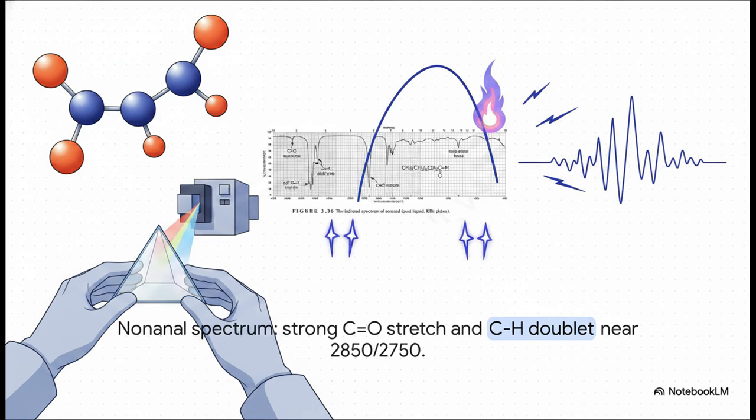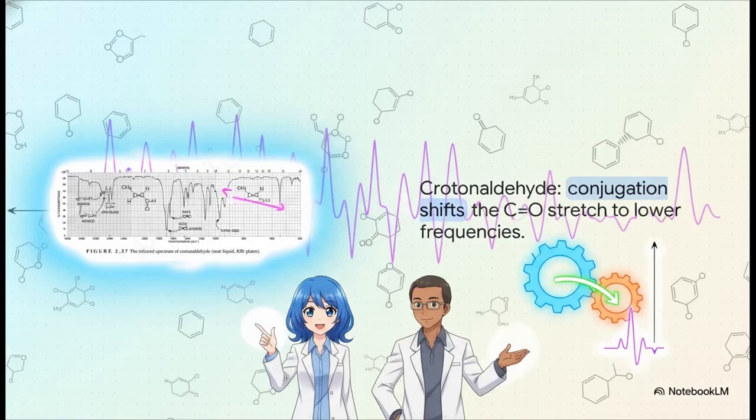The lower frequency one is usually much easier to spot, simply because it isn't buried under your standard alkane C-H stretches. Now this is really fascinating. Look at how the environment around the carbonyl changes its signal in crotonaldehyde. Here we have a C-to-C double bond right next to the carbonyl, creating what we call a conjugated system.